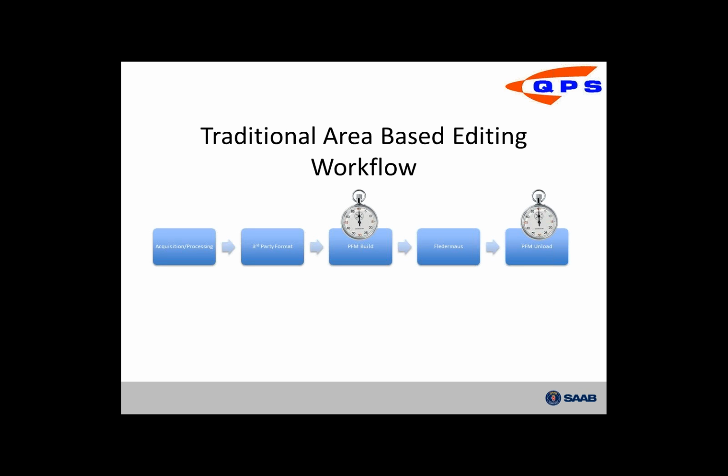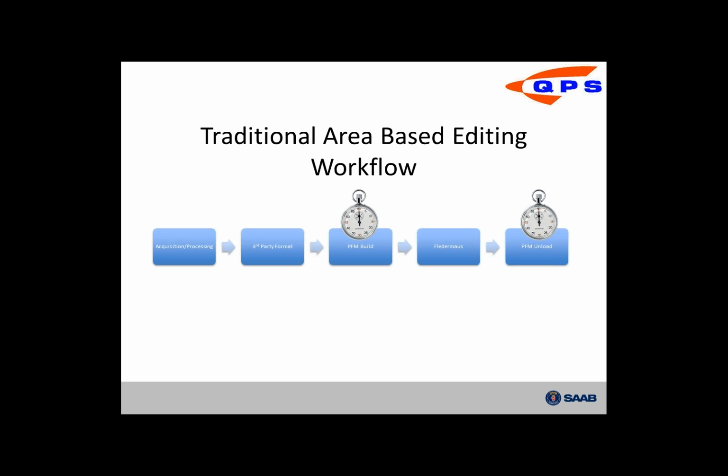So I'm just going to do a little review leading to where we currently are. If we look at our traditional area-based editing workflow, we start with an acquisition or processing package, then we move into a third-party format. From there, what we've always done before is a PFM build, which is our structure for area-based editing. Then you could go into Fledermaus, do your editing, work with Cube, run some filters, do what you need to do. After that's complete, we would do a PFM unload operation that would put the edits, put your flagging, back into that original third-party format, and you can move ahead with your workflow.